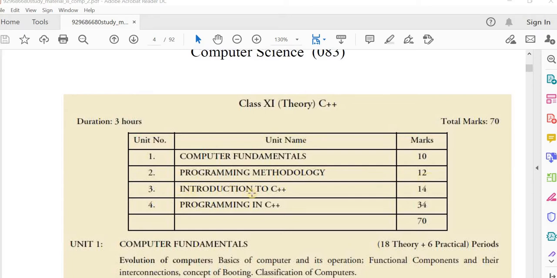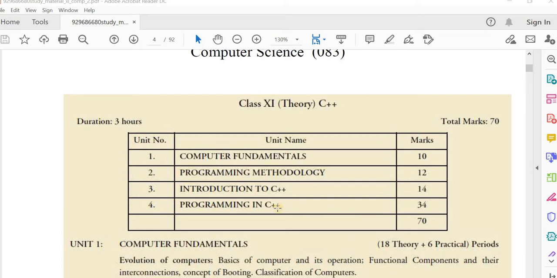The next topic is introduction to C++ programming. This part has 14 marks, and then programming in C++. The marks allotted for this fourth topic, programming in C++, is 34. This unit has the highest marks allocation. So it contains 34 marks, for a total of 70 marks for the theory paper.